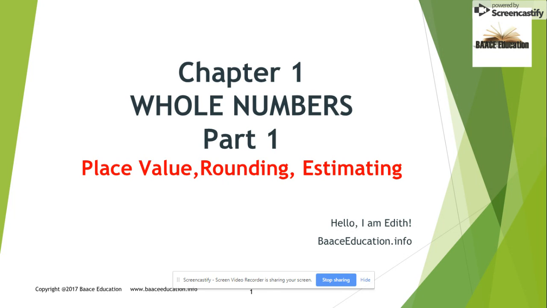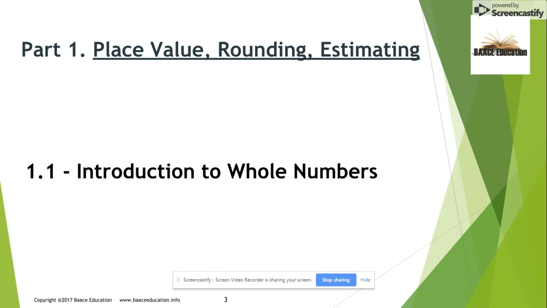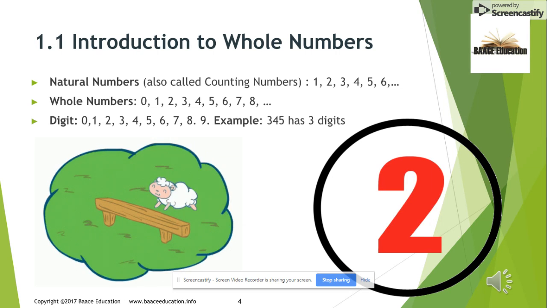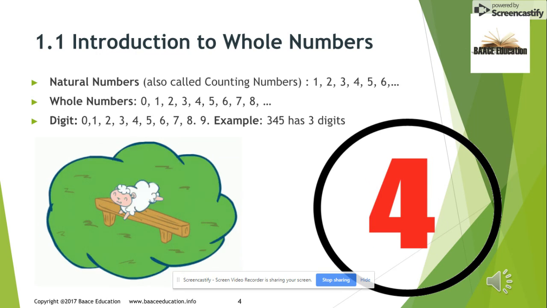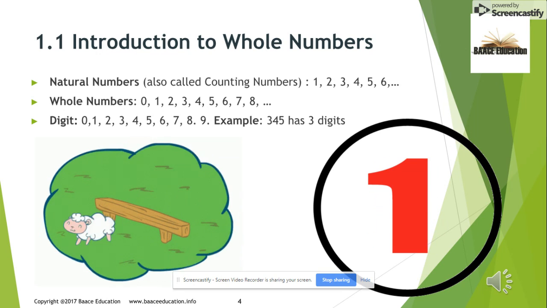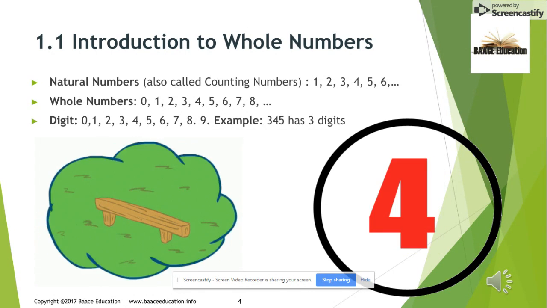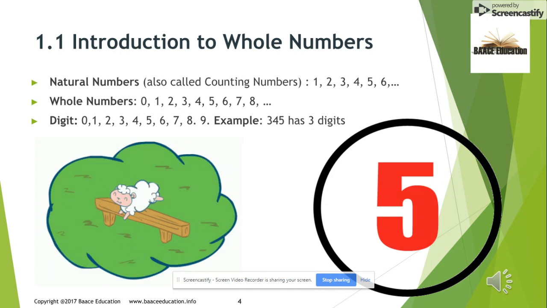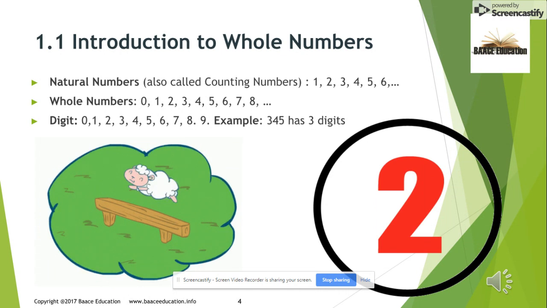And today's lecture is about whole numbers, place value, rounding, and estimating. So, what we have learned is the understanding of what a whole number is. Natural numbers are numbers that start with 1, 2, 3, and so on. Whole numbers include zero first: 0, 1, 2, 3, and so on. And each number is called a digit.